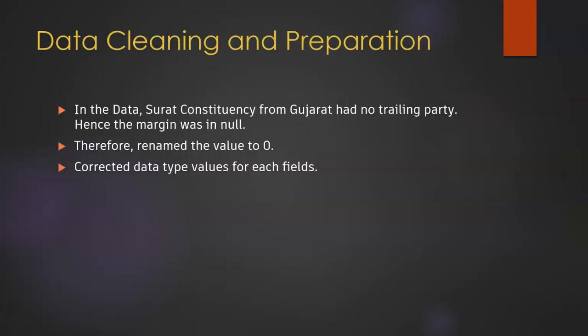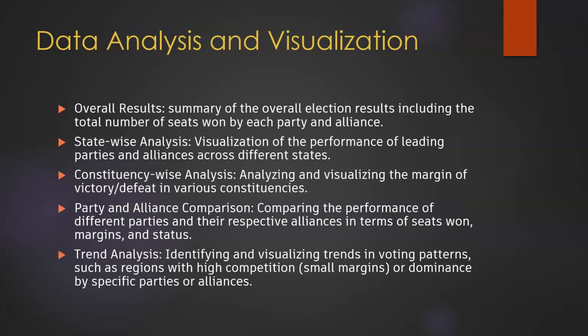The next step we did is the data cleaning and preparation work. Here in the data cleaning work, we found that the Surat constituency from Gujarat had no trailing party because none of them were contestants there. So in the data, we found that the fields were null. So we renamed that value to 0, and we also renamed the trailing party and trailing alliance to no contestant. And we also corrected the data type values for each field according to what we needed.